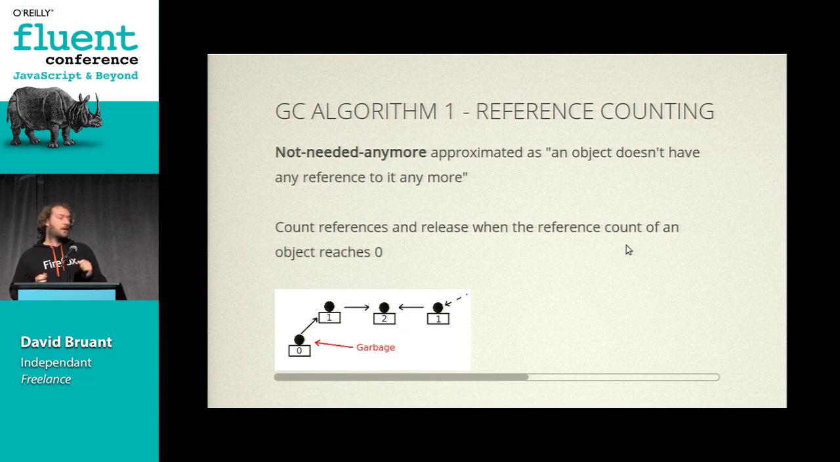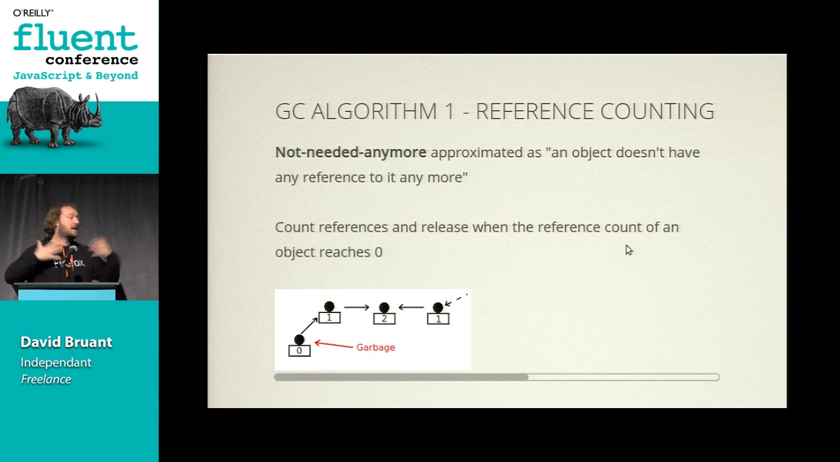So the first algorithm, the most naive one, is called reference counting. The idea is very simple. Each object has a counter that counts the number of references to it. So here you can see the object with two references, which has a counter of 2, and objects with a counter of 1, and an object with a counter of 0.